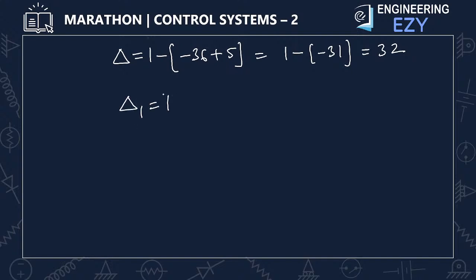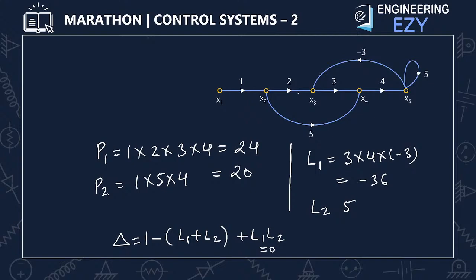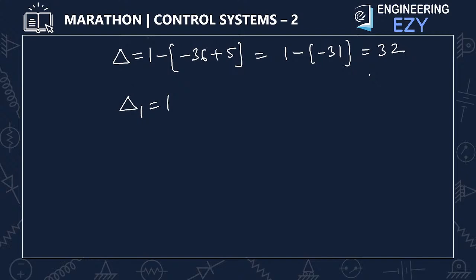Now the formula, del 1. Del 1 is 1 because both the loops are touching the first forward path as well as the second forward path. So del 1 is 1, del 2 is 1. Because both the loops are touching their corresponding forward paths. So what is the answer?